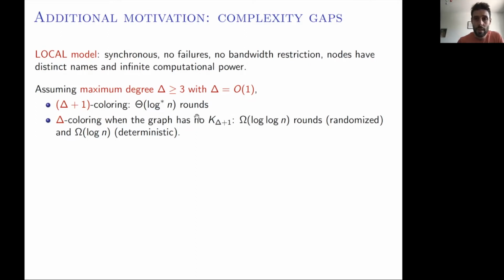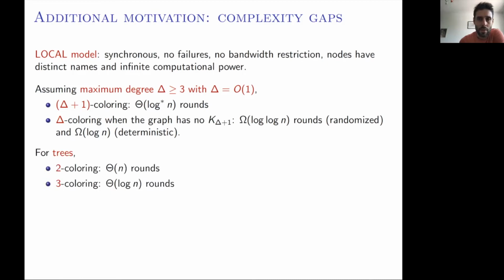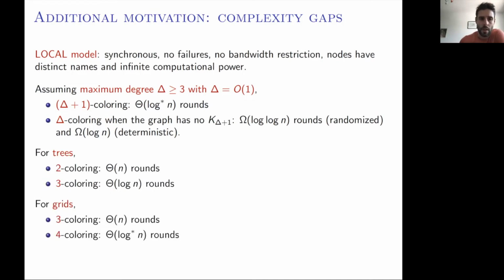What's interesting is that if you don't have a complete graph on delta plus one vertices in your graph, then you can do better than delta plus one. You can do delta colors. This is known as Brooks' theorem. And in the distributed setting, what's really amazing is that suddenly, if you go from delta plus one to delta, now you need log n rounds for randomized algorithms and polylog n for deterministic ones. So there's a huge complexity gap between the two problems, whereas you only removed one color. It's a bit amazing. And you have similar gaps in trees and grids.